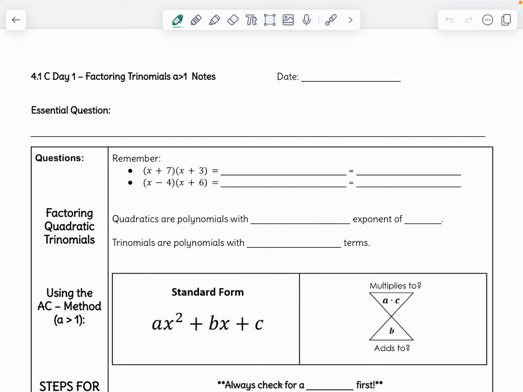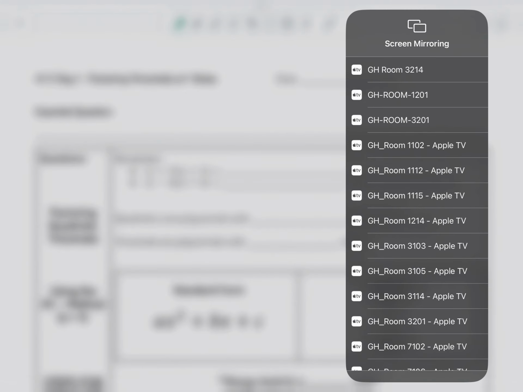Why is it not recording? Hold on, stuff's not attached.